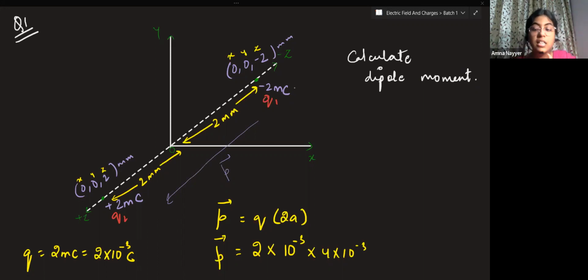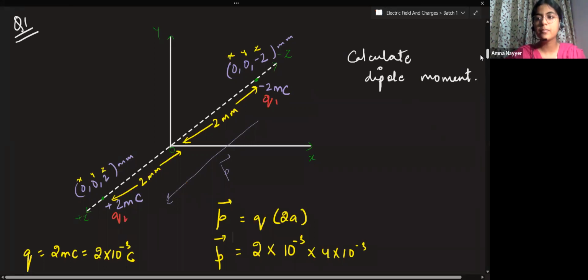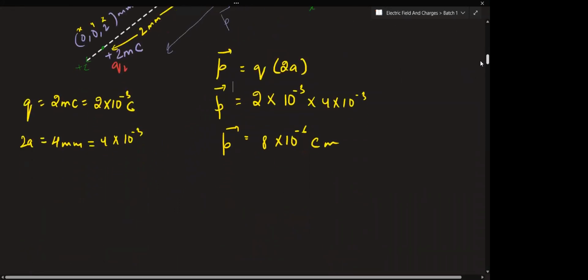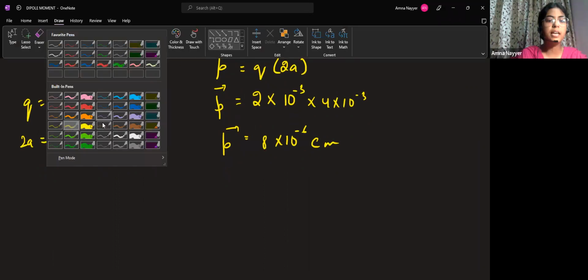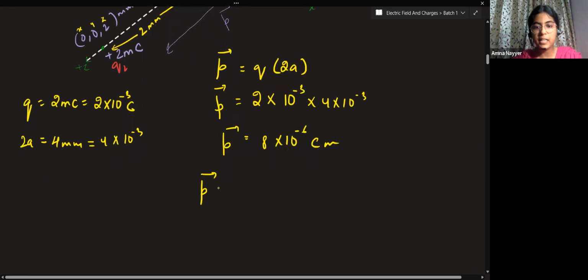And both these charges are lying on these axes. But when you are giving the directions, especially in your subjective answers, you have to include it in terms of I cap, J cap. So for positive Z axis, what do we have? K cap. Yes, this is K cap. So your complete answer becomes 8 into 10 to the power minus 6 K cap coulomb meter.